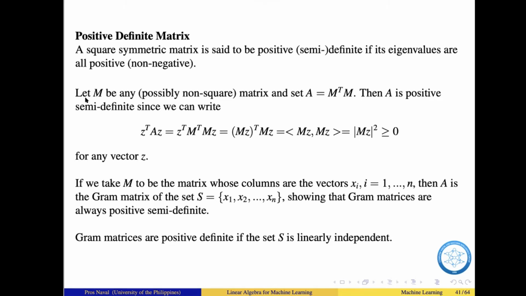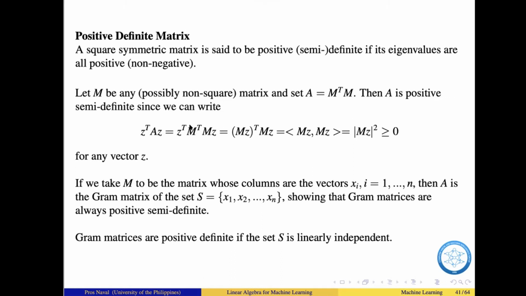Why is that? Let M be any possibly non-square matrix, and we set A equals M transpose M. Then A is positive semi-definite since we can write Z transpose A Z equals Z transpose M transpose M, which is A, Z. And then we rewrite this as follows.